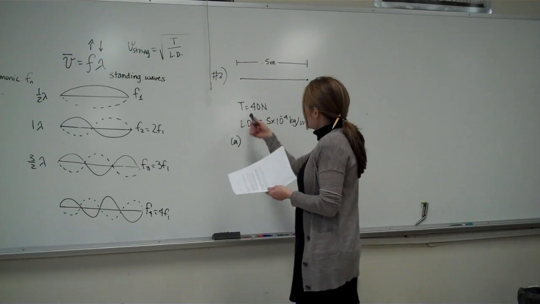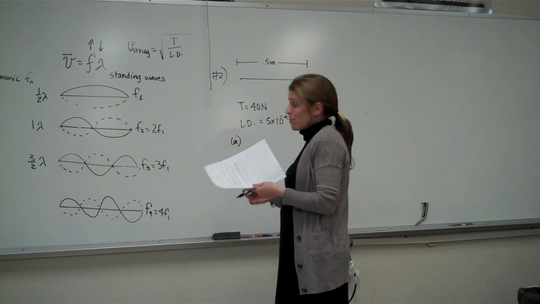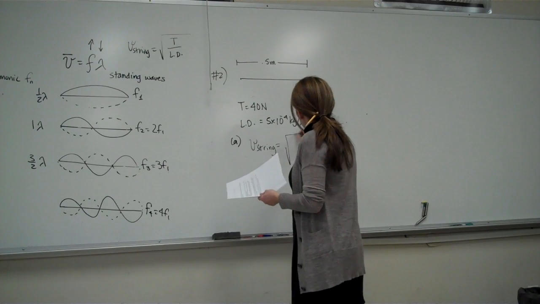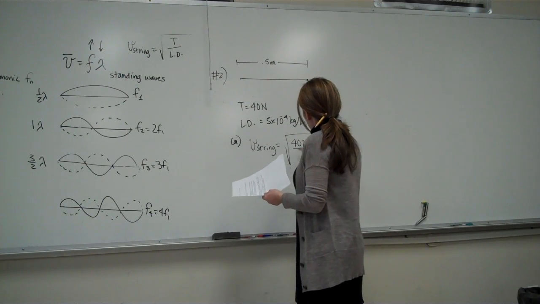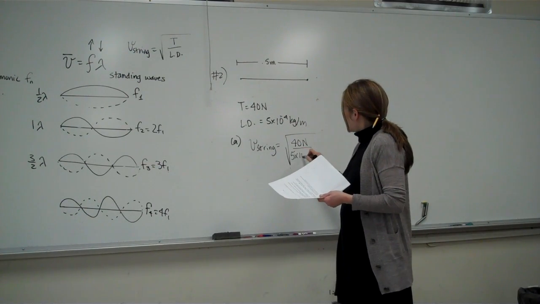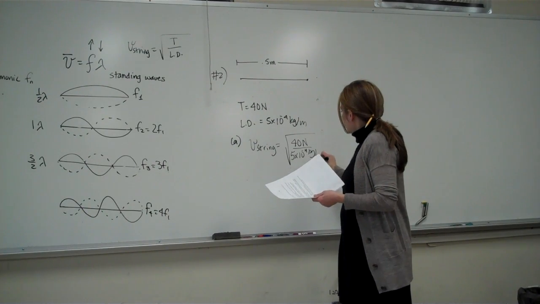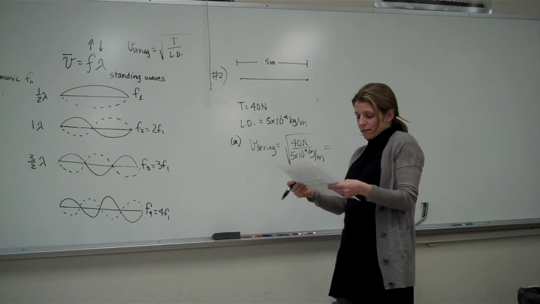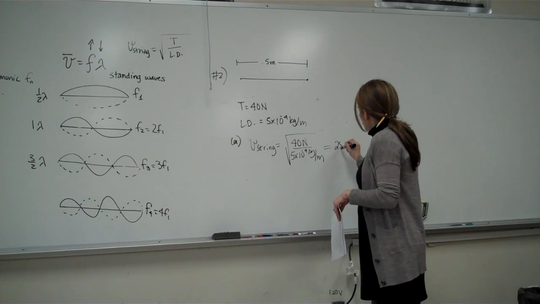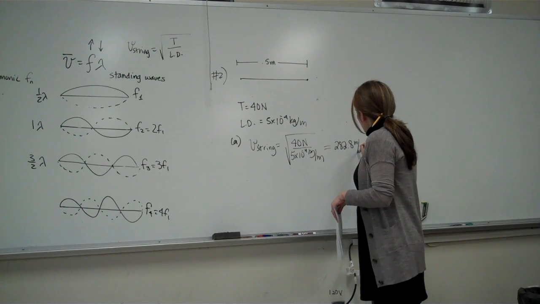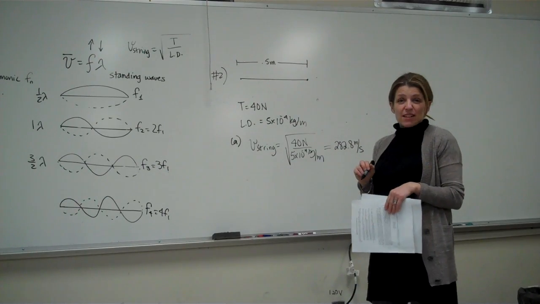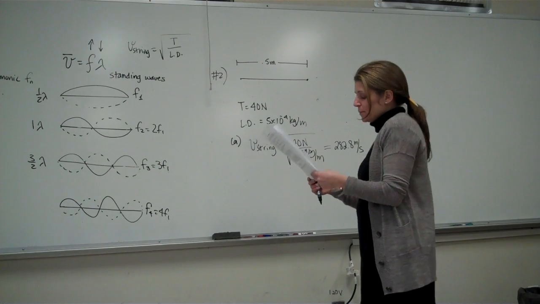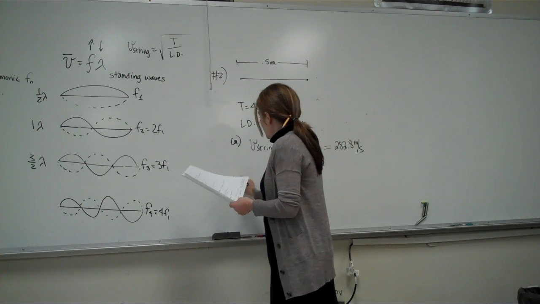And so all you need to do is use our handy-dandy equation for waves on a string, and you get V string is the square root of 40 newtons tension over linear density, which is 5 times 10 to the negative 4th kilograms per meter. And when you calculate that, you get 282.8 meters per second, which is pretty fast, right? So that's why you don't really see them traveling down. They're moving really fast. Okay.